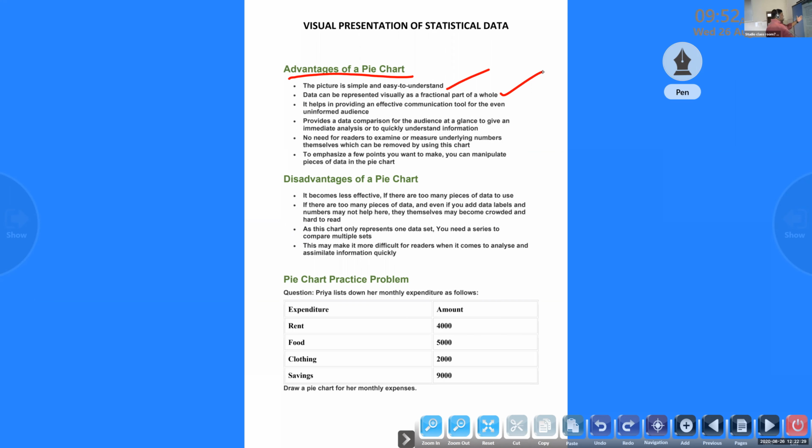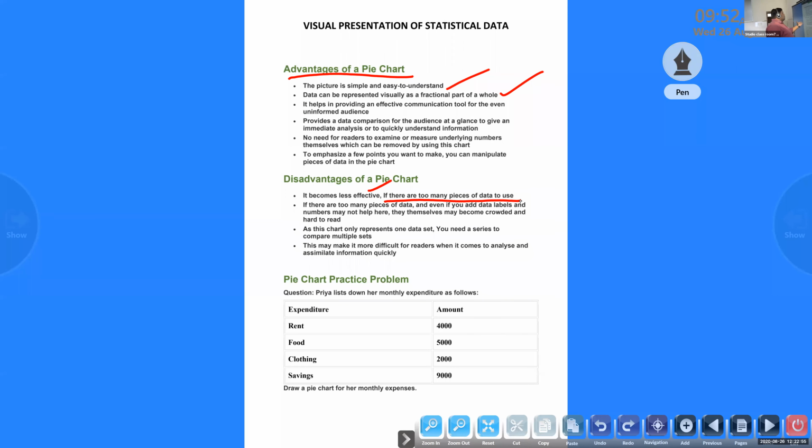Again, there are disadvantages of the pie chart. First of all, it becomes less effective in the sense that no descriptions are there. A single set of data will be there, no description. If too many pieces of data are used, we are unable to understand it. For example, 1 degree into 360 — that many slices means we are unable to understand it. It looks awkward.